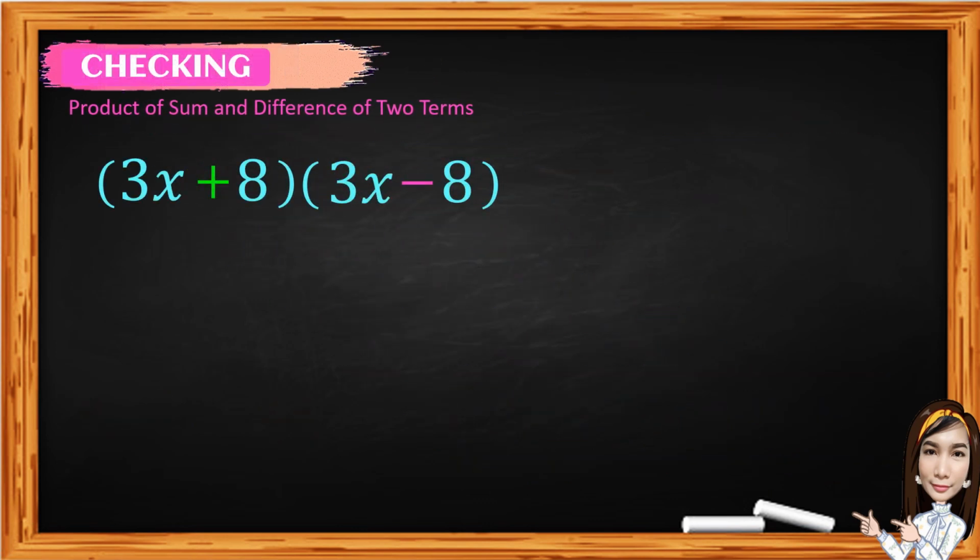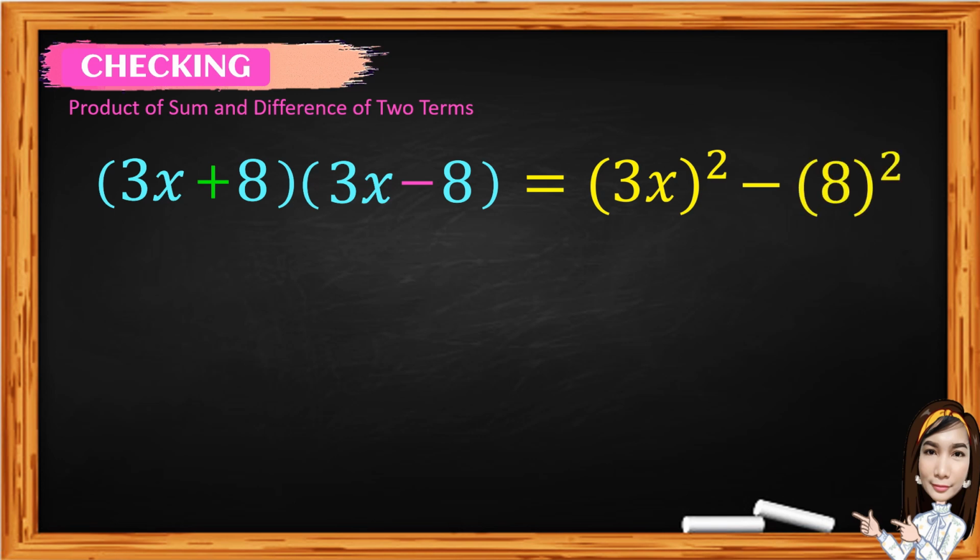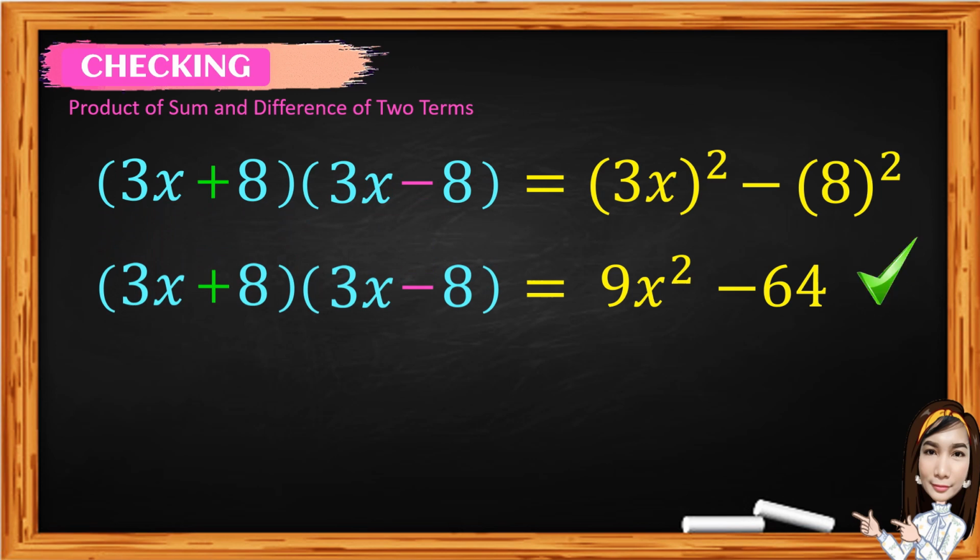Now to check if your factor is correct, we can get the product of sum and difference of two terms. Here we're going to square the first term. We have the quantity 3x squared minus, because positive times negative is negative. Then square the second term, we have 8 squared. Simplify: 3x times 3x, we have 9x squared minus 8 times 8 is 64. So you got it correct. And that is considered the difference of two squares, or DOTS.